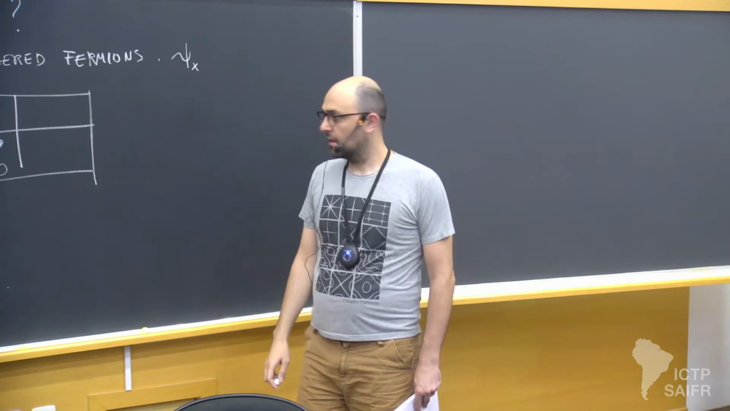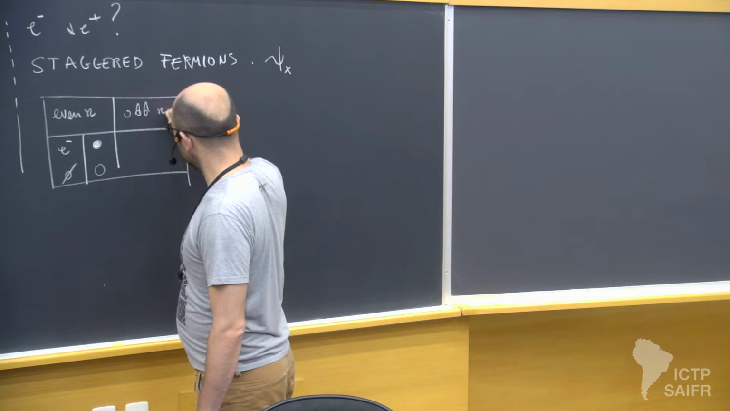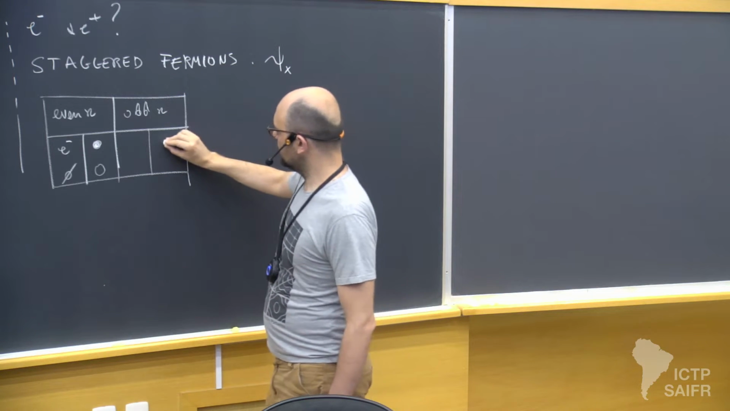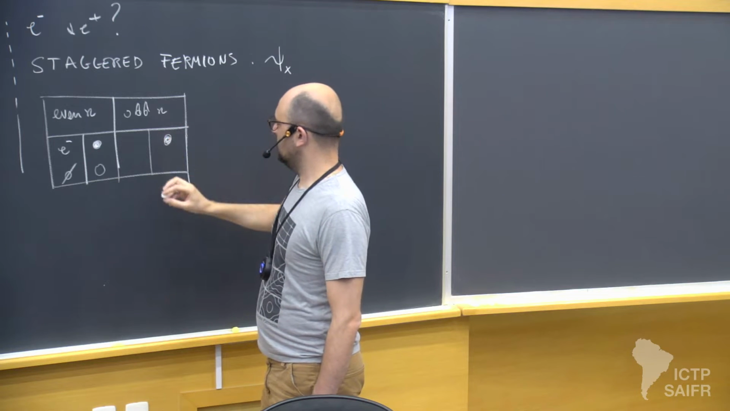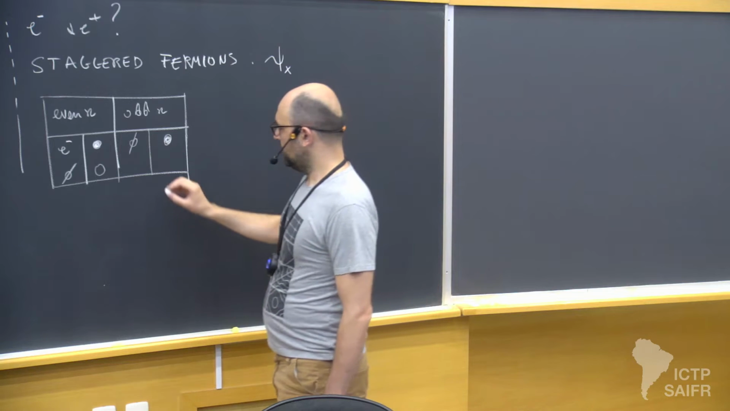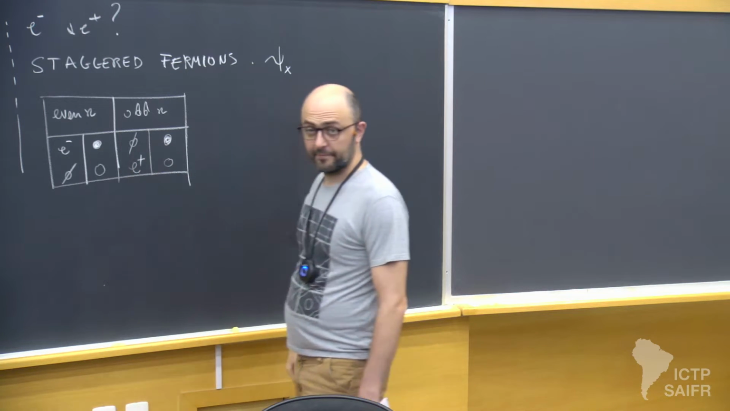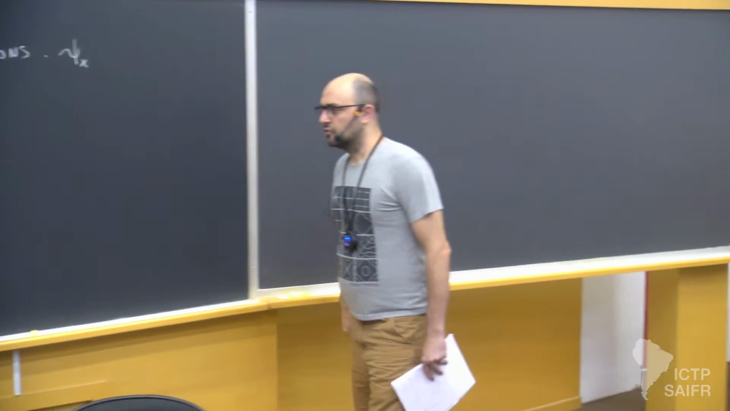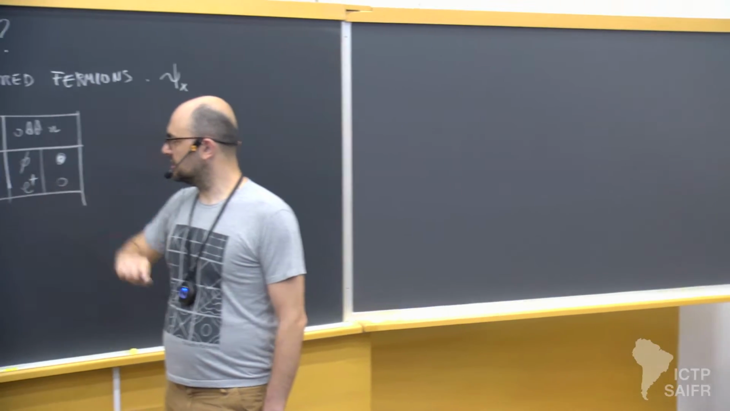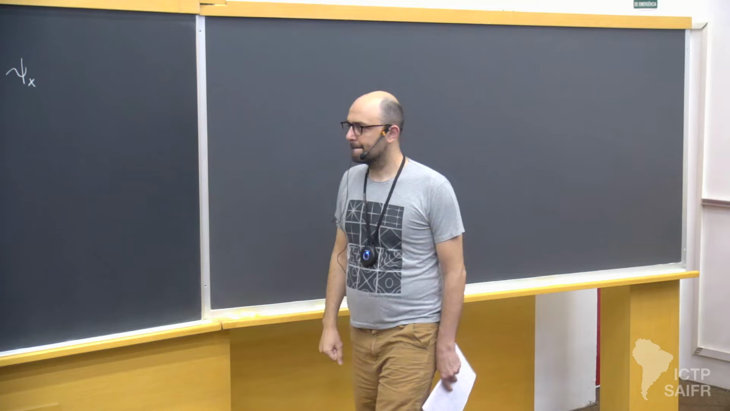And instead, when the site is odd, we do the opposite. If the site is full, we have nothing. If the site is empty, we say that we have a positron. So a positron is a hole on odd sites, and an electron is a particle on even sites.